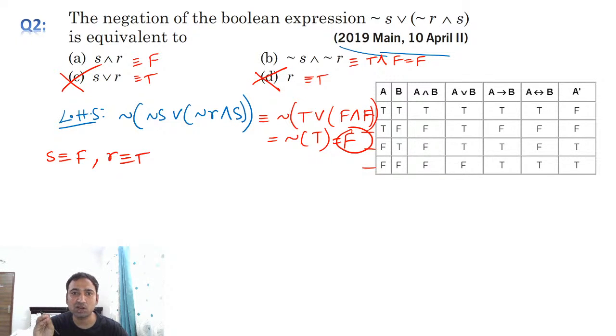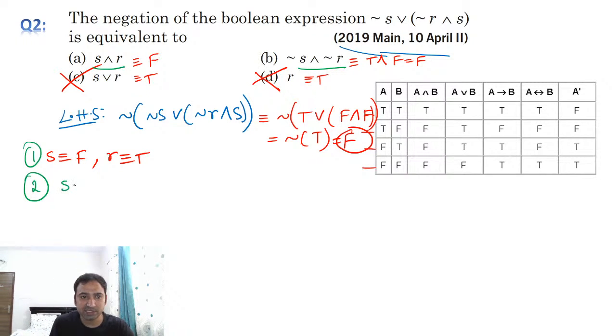Now, to eliminate one option out of A and B, since one of them should be the answer, we need to take some other substitution. This is the first substitution we took, and let's take the second substitution. The answer should be any one of these two. So we can take S is equal to true, and R is equal to true. Let's see what will happen. Now again you calculate the left hand side, guys.